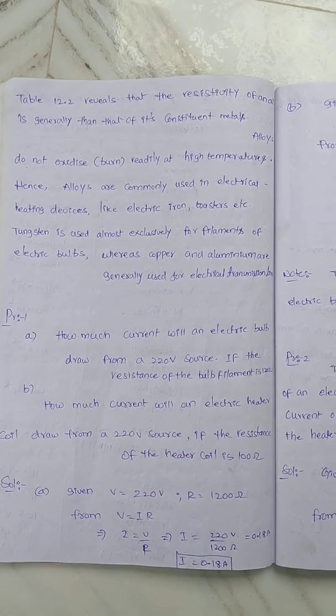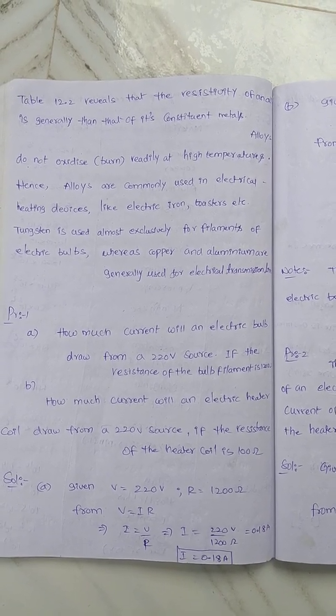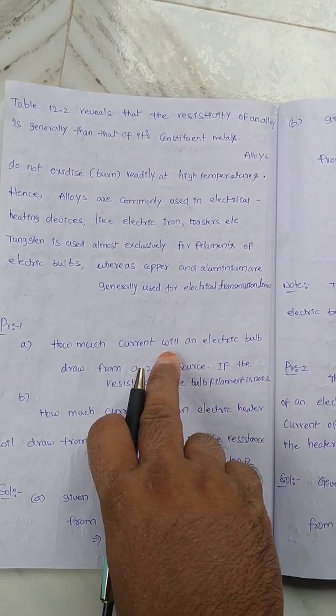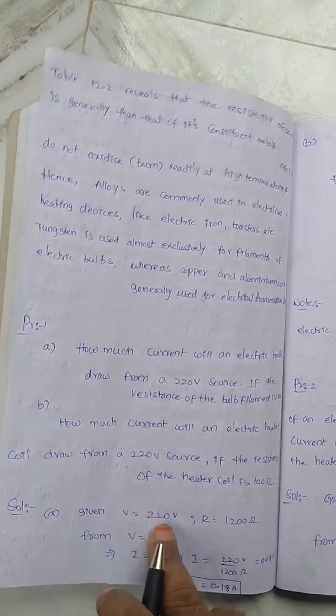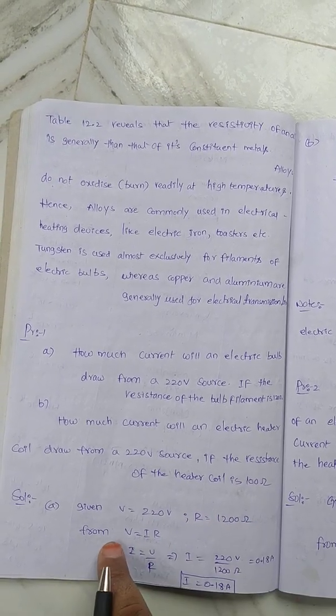See, in the first problem, what is given and what we have to find out. In the first problem they gave the potential difference or voltage, and the resistance also. We have to find the current from that. We know from Ohm's law, V equals 220 volt, R equals 1200 ohm. So from Ohm's law, V equals IR.